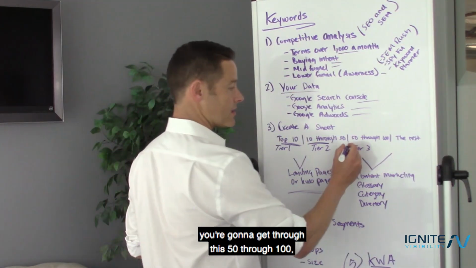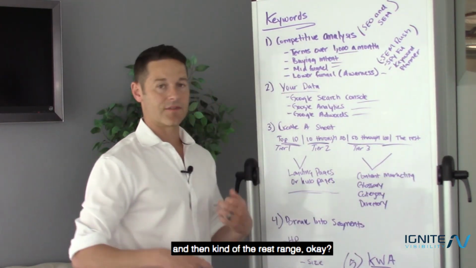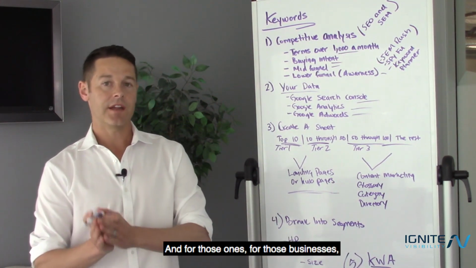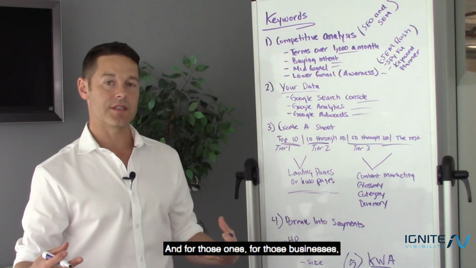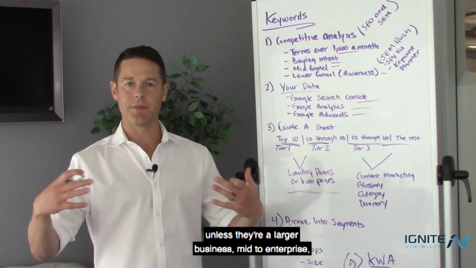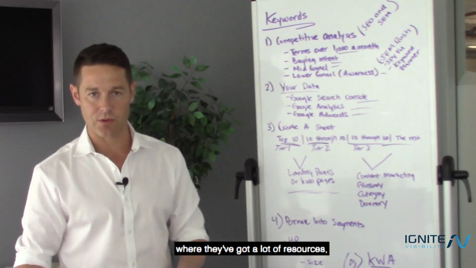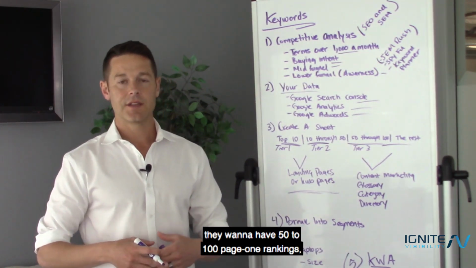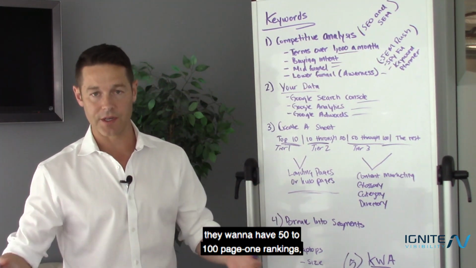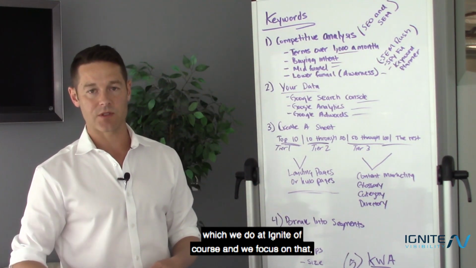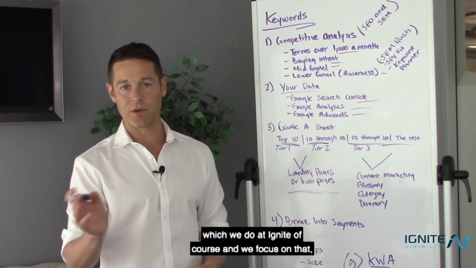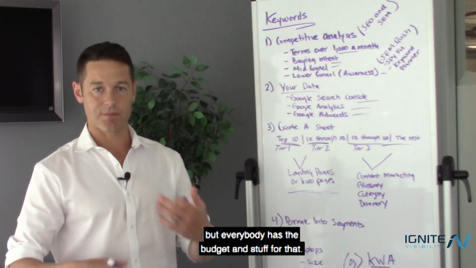Following that, you're gonna get into this 50 through 100 and then kind of the rest range, okay? And for those ones, for most businesses, unless they're a larger business, mid to enterprise, where they've got a lot of resources, they're focusing a lot on SEO, they wanna have 50 to 100 page one rankings, which, you know, we do at Ignite, of course, and we focus on that, but not everybody has the budgets and stuff for that.